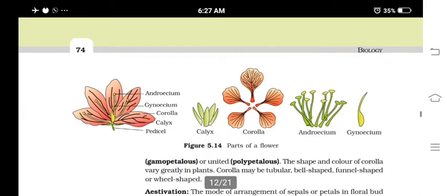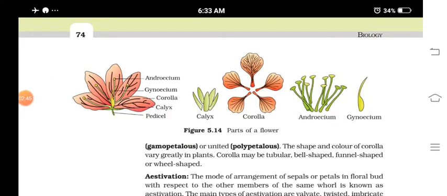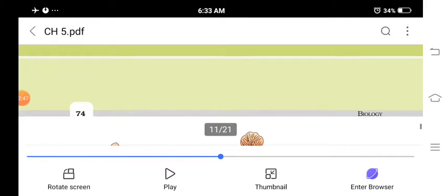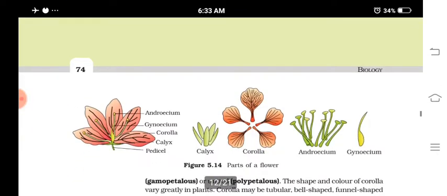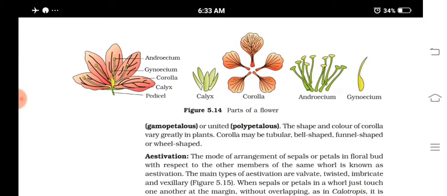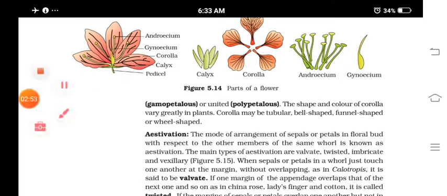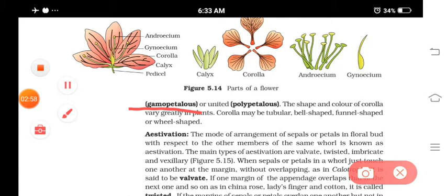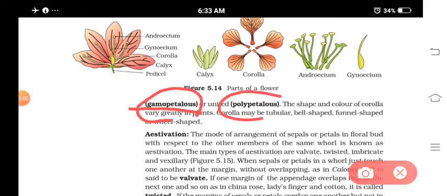Okay, be careful here. If the petals are free, then it is known as polypetalous. It is like this. And if the petals are united, then we call it gamopetalous. Polypetalous means free. Understood?